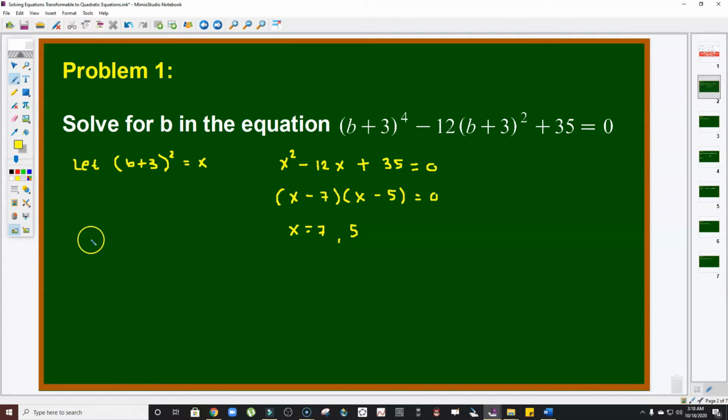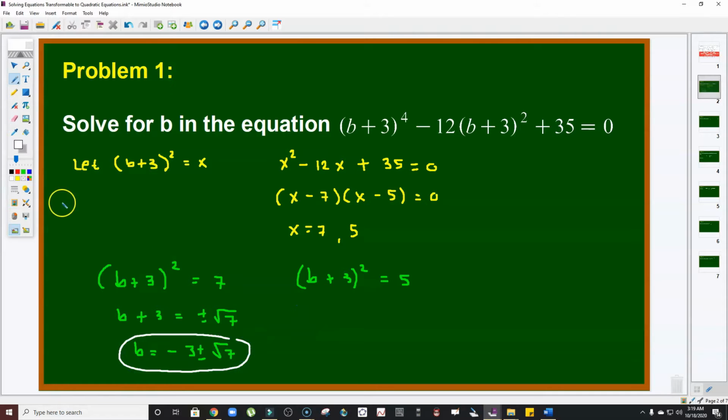Now, the question is, what is b? So the first one is (b plus 3) squared equal to 7. Then the other one, (b plus 3) squared equal to 5. Right? So now, take note, if you watched my previous video, you can apply here the extracting the roots. Okay? So that is b plus 3 equals plus minus square root of 7. See that? So therefore, the values of b here are negative 3 plus minus square root of 7. As simple as that.